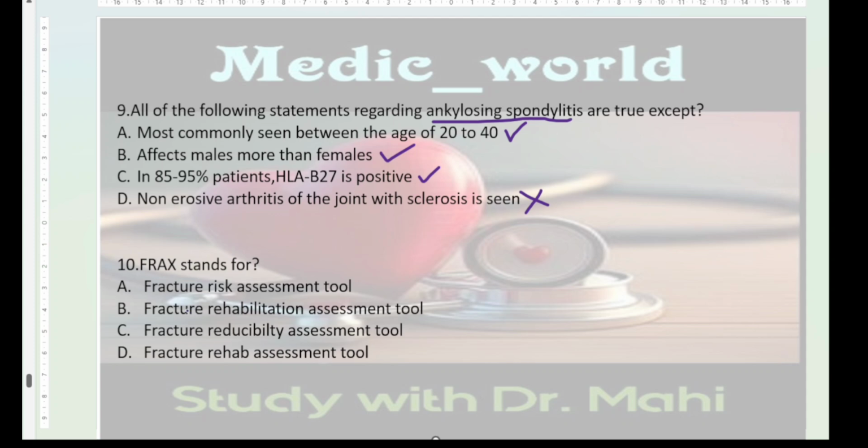There is erosion of sacroiliac joint and later there may be periarticular sclerosis, especially on the iliac side of the joint and finally the bony ankylosis. So, the answer to this question is option D, that is, non-erosive arthritis of the joint with sclerosis is seen, because the question has asked except. Now, the next question is FRAX stands for. The answer to this question is Fracture Risk Assessment Tool. FRAX stands for Fracture Risk Assessment Tool.